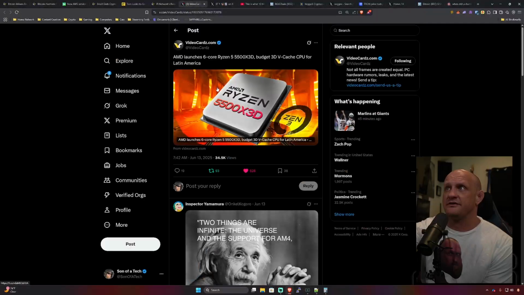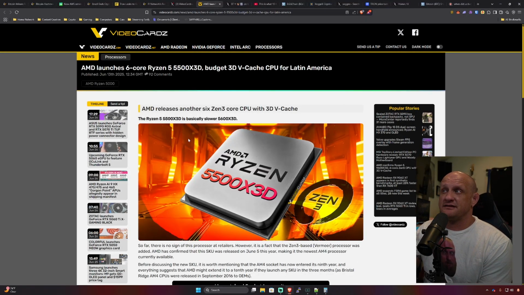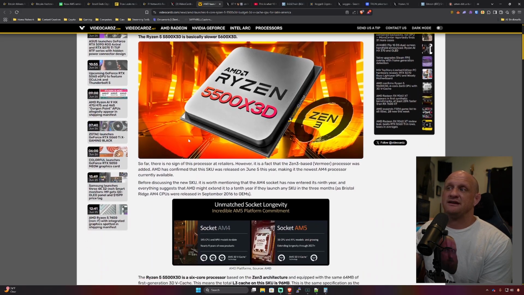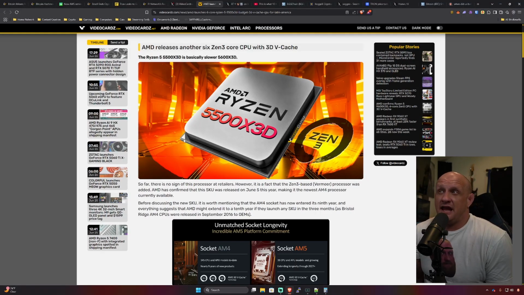In an odd turn of events, AMD launched a 5500X3D. Now, from a mining perspective, the X3D V-Cache has not had a significant impact. That being said, it's had a very significant impact on gaming. And this is on the AM4 platform.